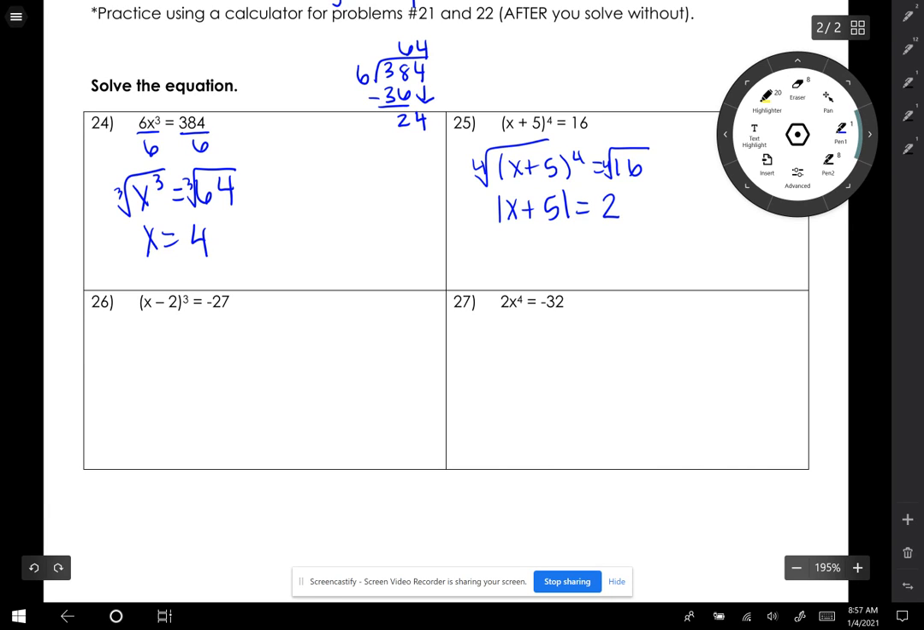You're going to have two answers. So we would split this up. X plus 5 can be a positive 2, and x plus 5 can be a negative 2. And then we will solve both problems. So you should get x equal to negative 3 and x equal to negative 7.